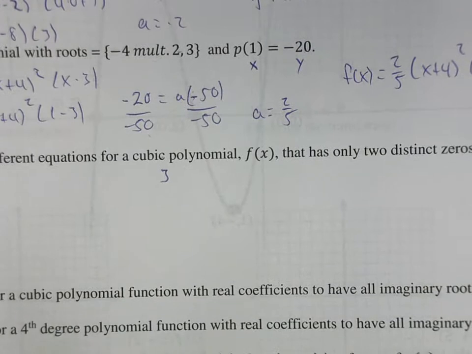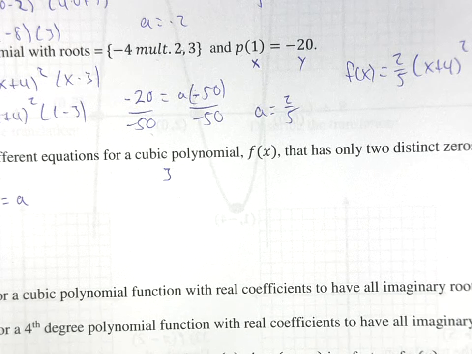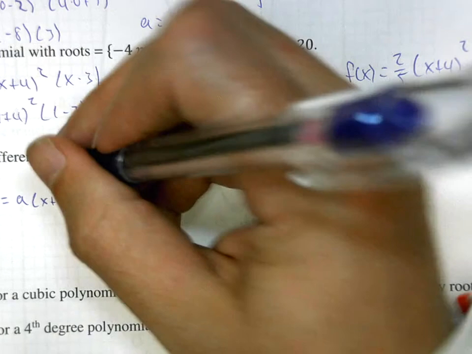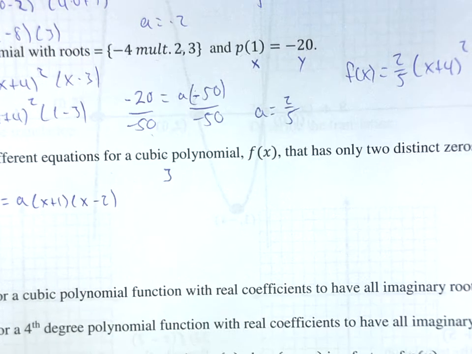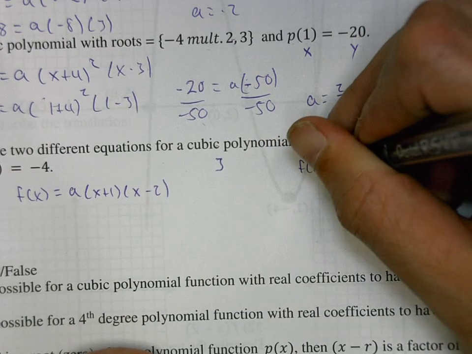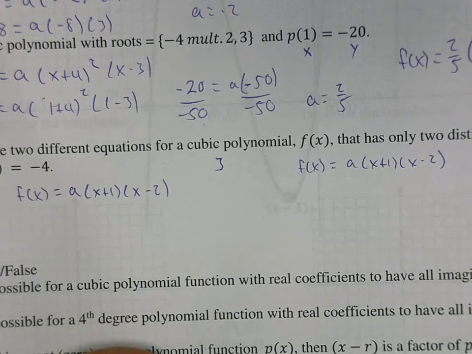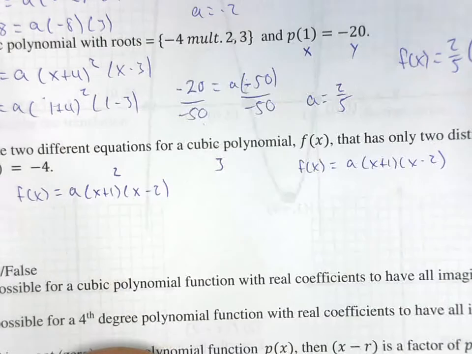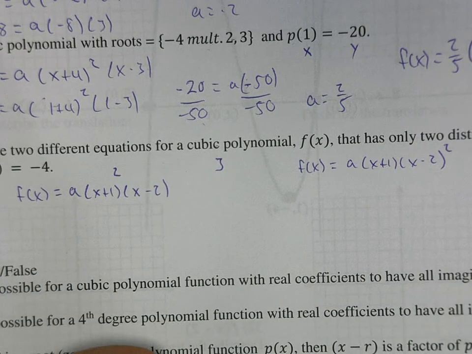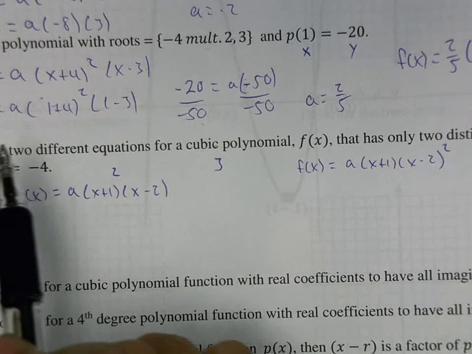So we got f of x equals a. The zeros were negative 1, so x plus 1, and positive 2. And it says I have two different functions that I have to solve for. On the first one, I'm going to make the negative 1 have multiplicity 2. On the second function, the 2 has multiplicity 2. If I didn't give them multiplicity, they wouldn't be a cubic function. They'd be a quadratic. So x is 1, y is negative 4.